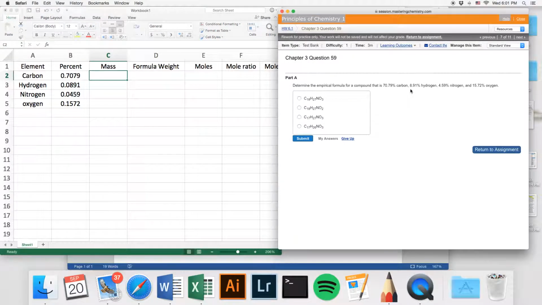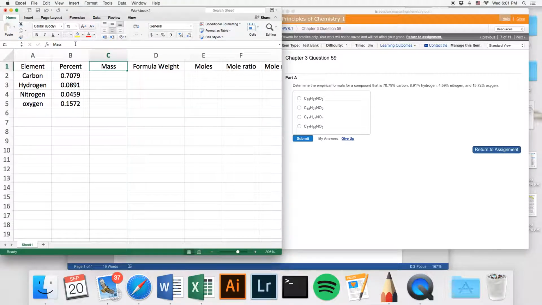So what's the mass then? What's the mass in this compound of this stuff? Well, we don't know, right? Because we don't know how much of this compound was given. But what I like to do here is suppose we had 100 grams of the stuff. If we had 100 grams of the stuff, what would the mass be? The mass would be 70.79 grams, right? Because 70%, or 71%, of it is carbon. So how much hydrogen would I have there if I had 100 grams of the whole stuff? I'd have 8.91 grams, right? How much nitrogen would I have? 4.59 grams and 15.72 grams, all right?